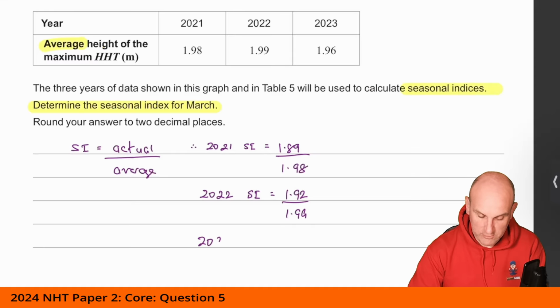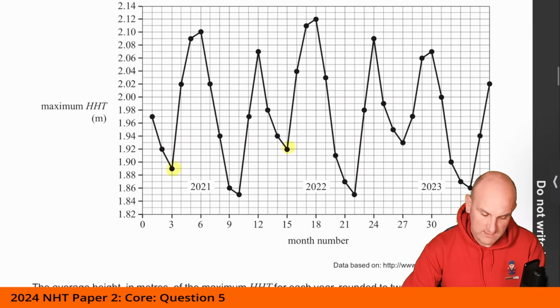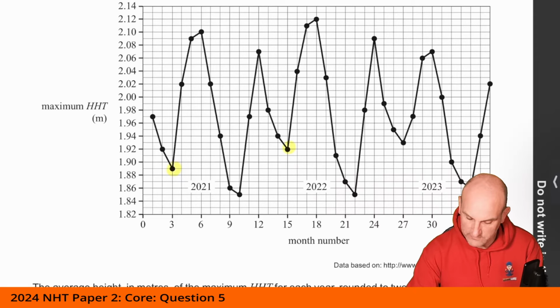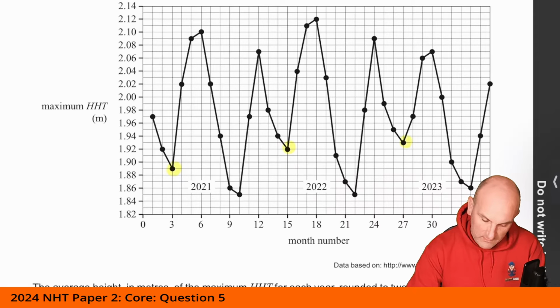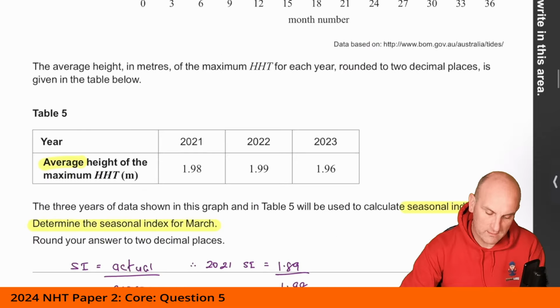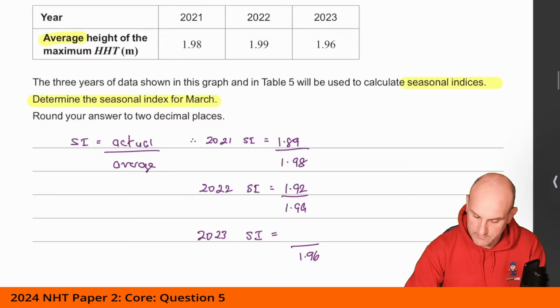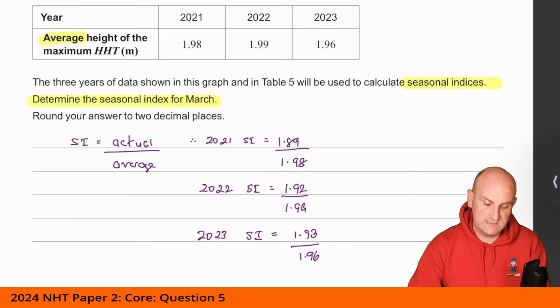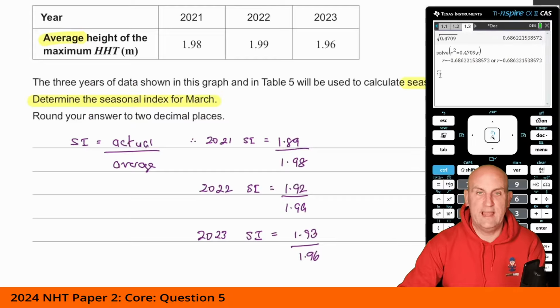And for 2023, my seasonal index is going to be divided by 1.96. And I want my 2023 value. So I'm going to add 12 onto 15, which gives me 27, which is that value there. Reading across, it's going to give me 1.93. Now, because it wants the seasonal index for March, I've got to work out those individuals and then add them together.